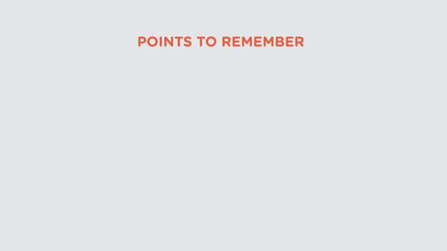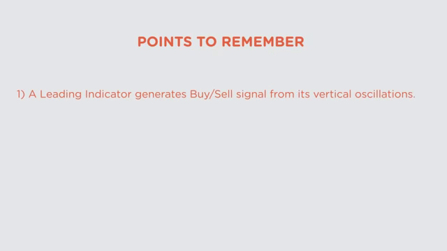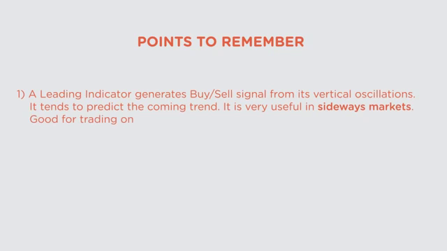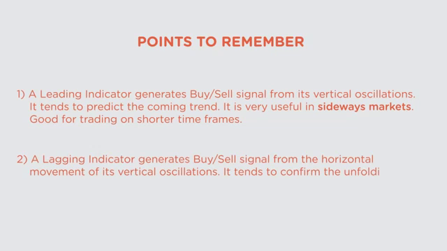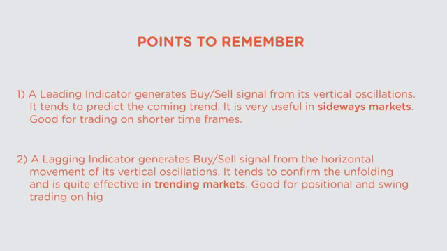Here are some points to remember. Number one, a leading indicator generates buy or sell signals from its vertical oscillations, and it tends to predict the coming trend. It's very useful in sideways markets and good for trading on shorter time frames. And number two, the lagging indicator generates buy and sell signals from the horizontal movement of its vertical oscillations, and it tends to confirm the unfolding trend before giving the signal, so it's slightly late. This makes it quite efficient in trending markets. This is great for positional and swing trading on higher time frames.